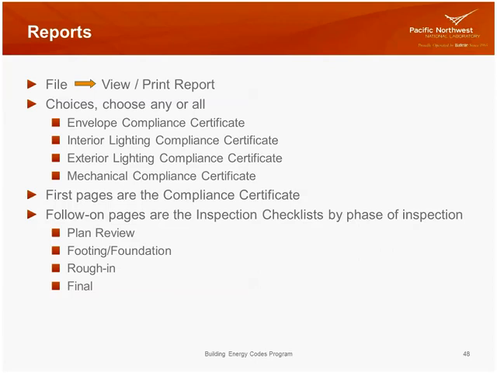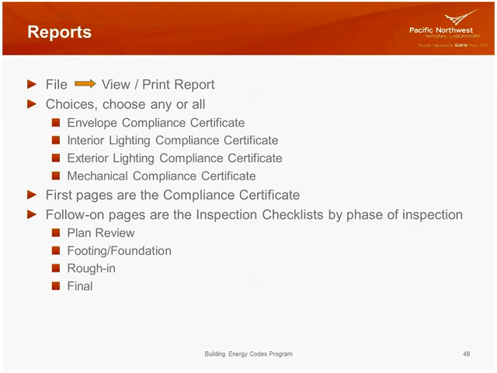You have choices in the reports section. If you're not doing envelope, of course you're going to click off envelope, but that's an option. There's interior lighting, exterior lighting, and mechanical. These are all options for report compilation. You don't have to choose all these, but maybe you're doing all of them, so you'd want to have them all clicked on, but those are optional features.